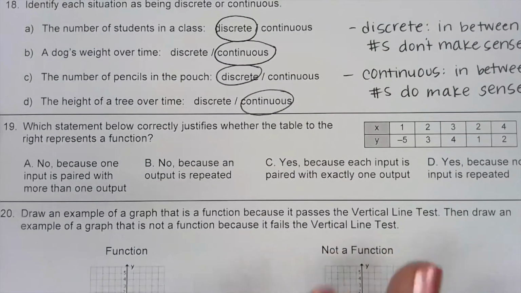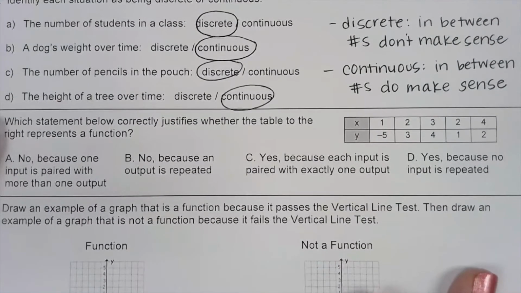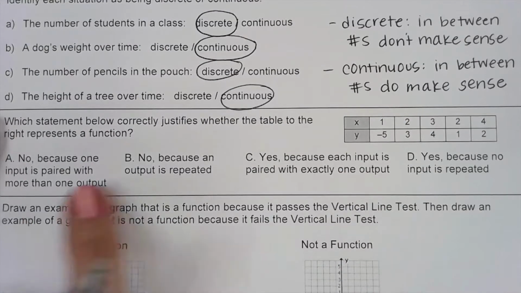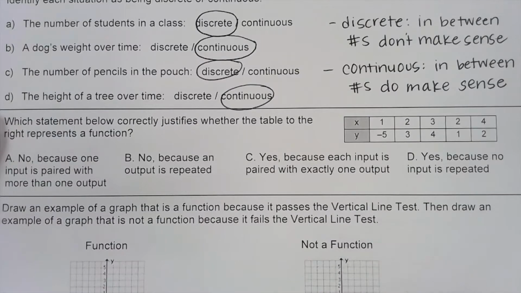Question number 19, which statement below correctly justifies whether the table to the right represents a function? You need to remember what the definition of function is. And so 2 of these say no, and 2 of these say yes. So that's the first job: to remember which one it is.